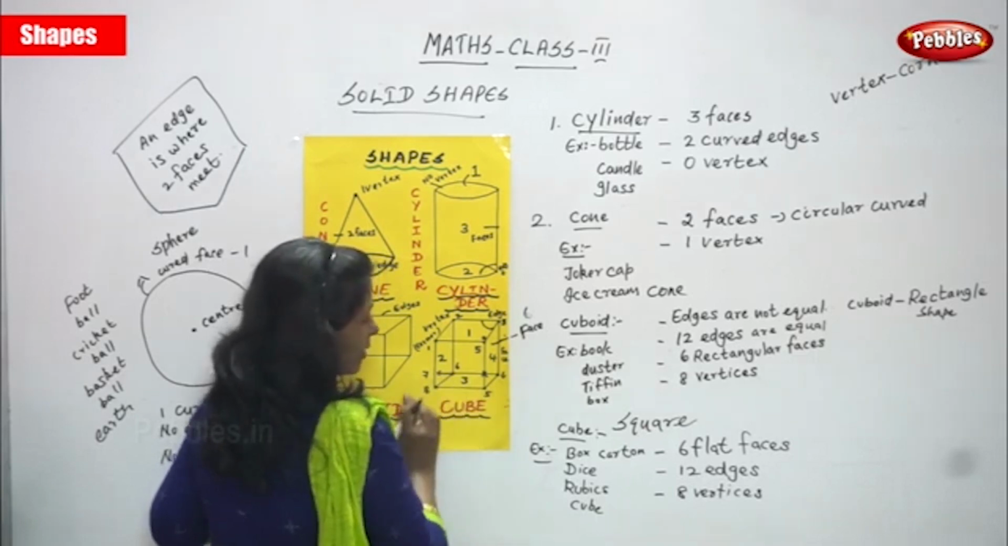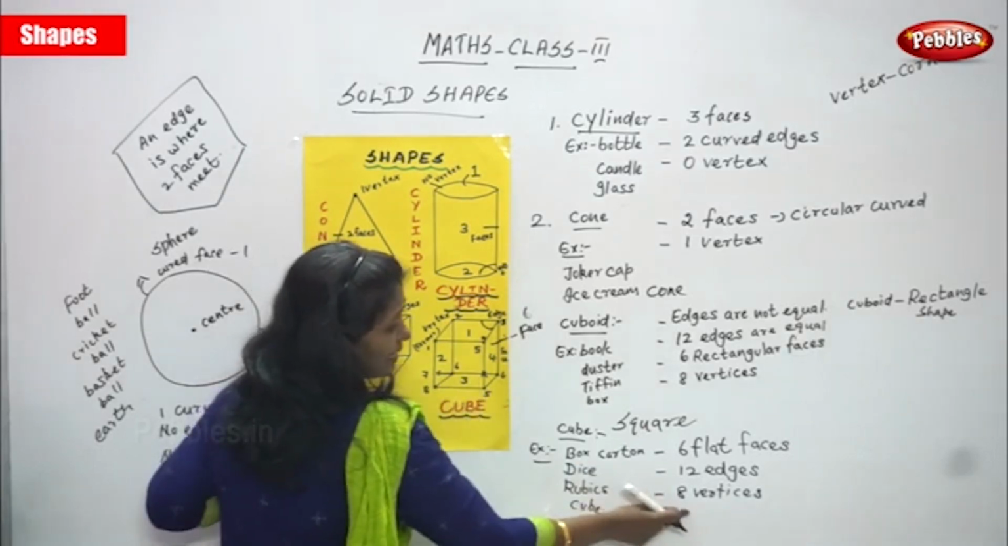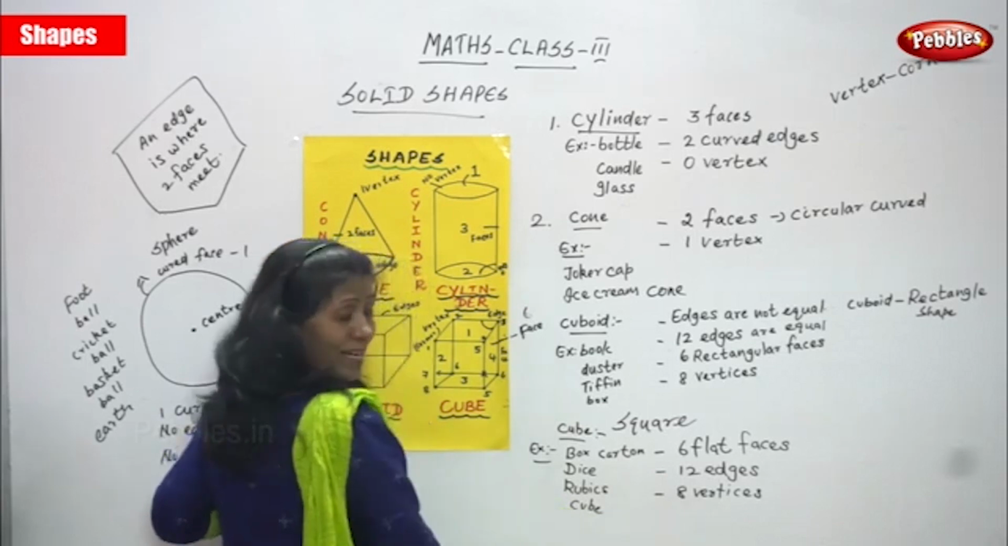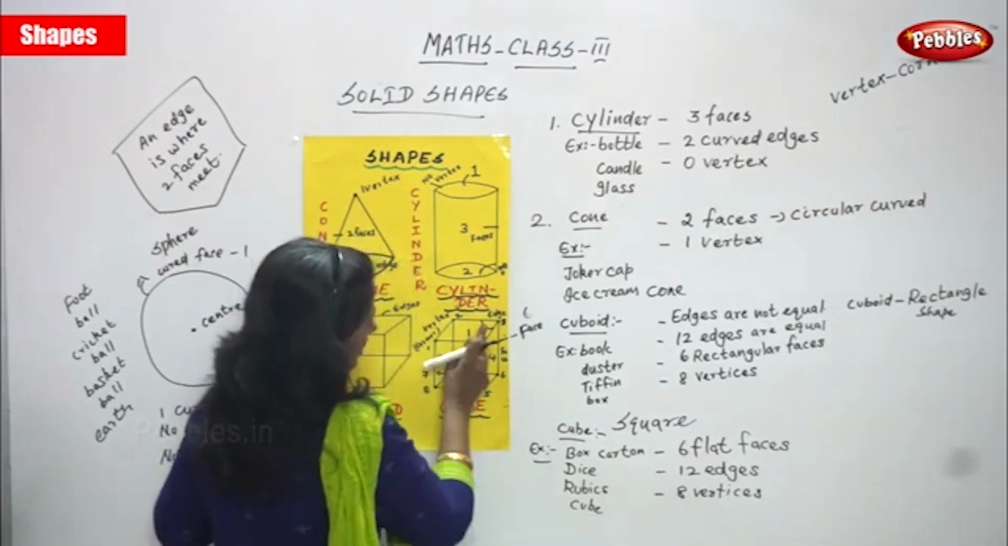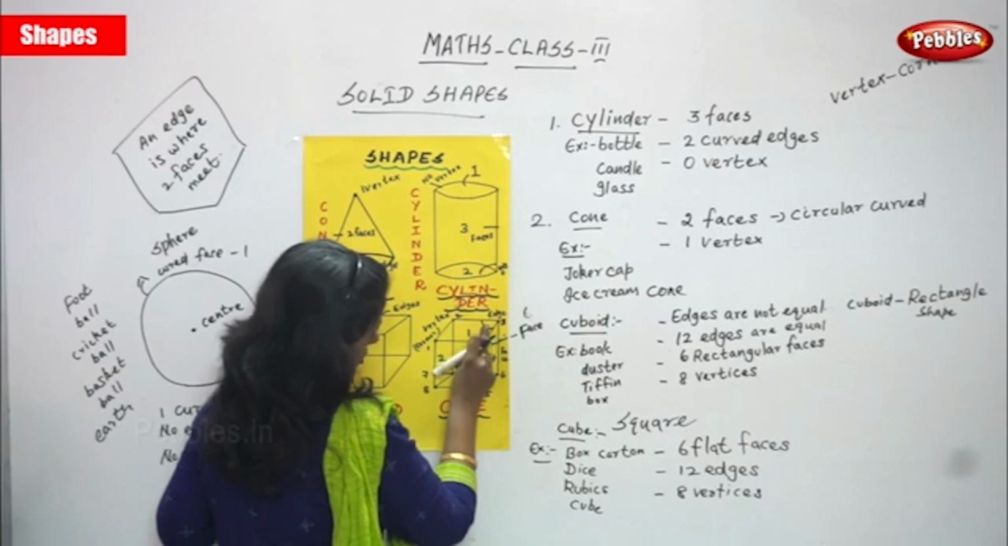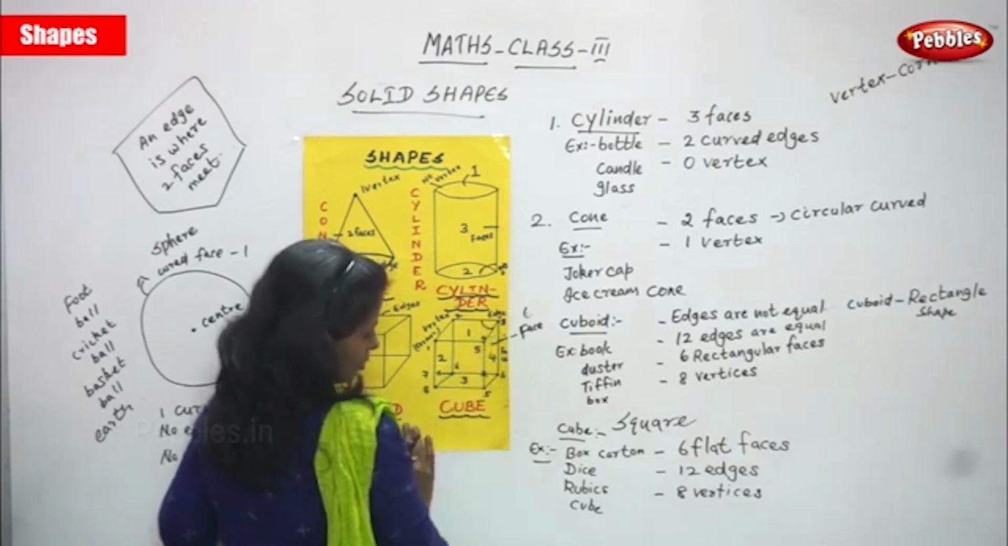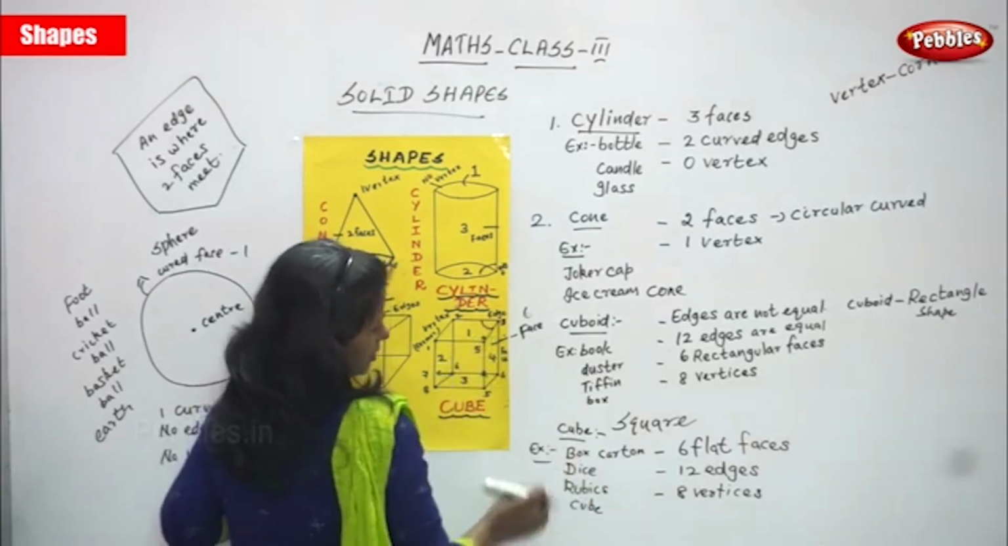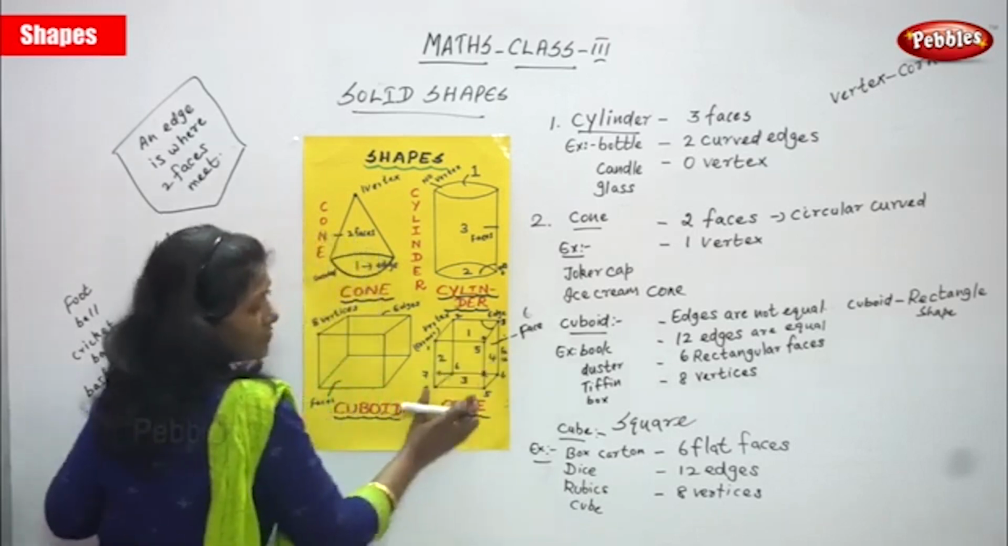So altogether how many? 8 vertices, which are called corners, and how many edges? 12 edges. This is the starting of the edges. Altogether 12 edges. That is the cube. This is the proper explanation of the cube.